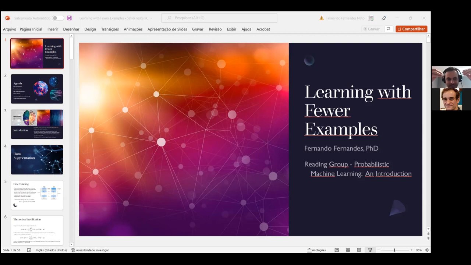This chapter, at least from my point of view, is very, very dense with a long agenda, which covers these subtopics: data augmentation, transfer learning, semi-supervised learning, active learning, meta-learning, and few-shot learning. Here I have grouped these two topics because I think few-shot learning is a consequence of meta-learning in the way it's presented in the book, and weakly supervised learning.